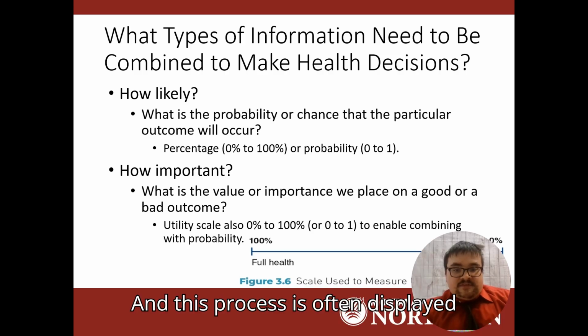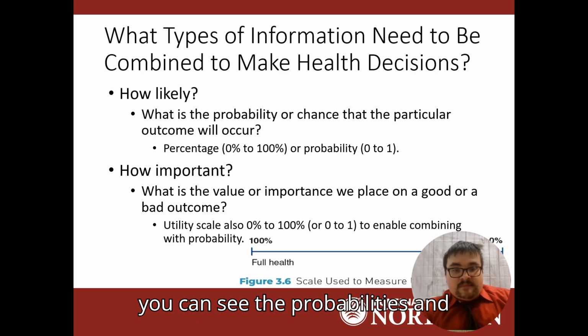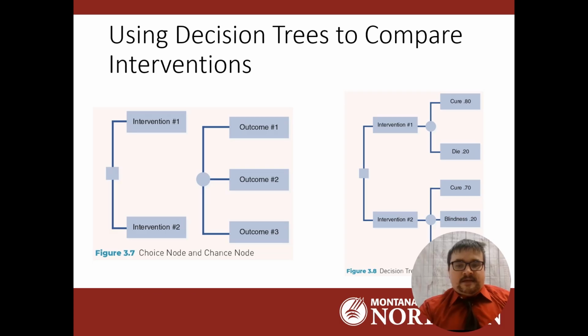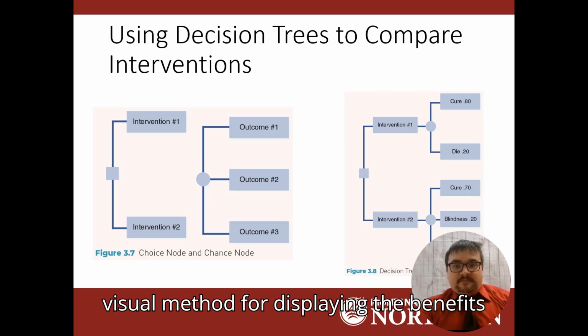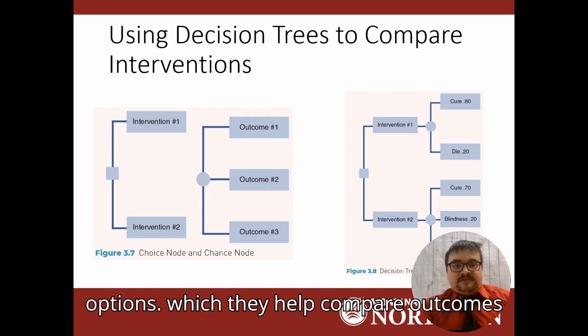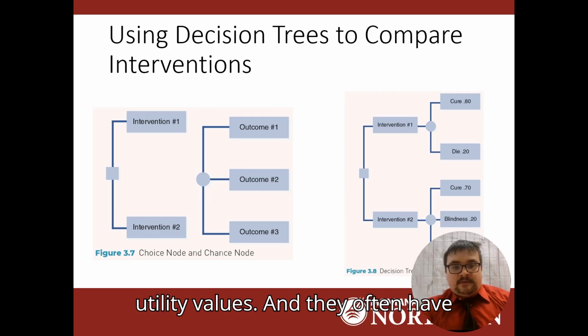And this process is often displayed graphically using a decision tree, where you can see the probabilities and utilities associated with different outcomes, helping to visualize and compare choices. All right, so now exactly what is a decision tree? Decision trees are a visual method for displaying the benefits and harms of two or more intervention options, and they help compare outcomes by incorporating both probability and utility values.